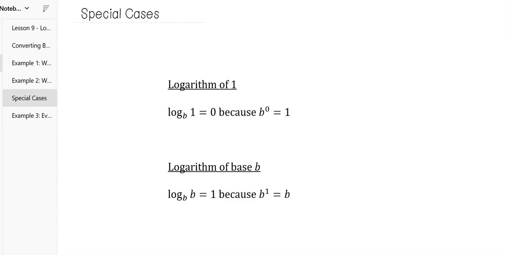Now, logarithm of base b. When I have log base b of b, when we convert that, we get b to the 1 equals b. Well, it's the same thing. Anytime that I raise anything to the first power, it is going to give that value. So it's just going to be b.